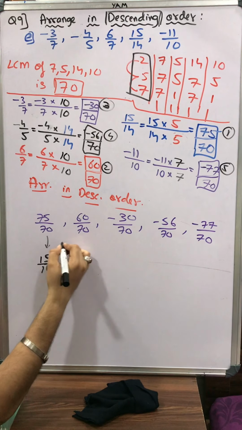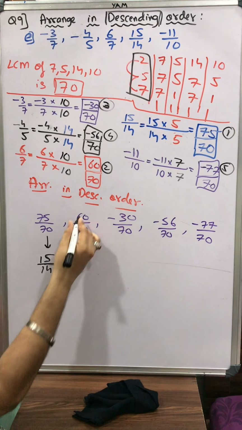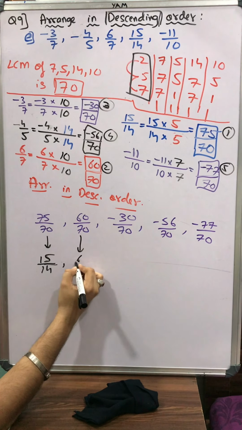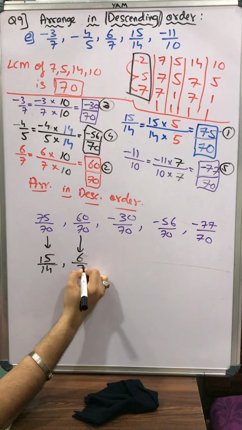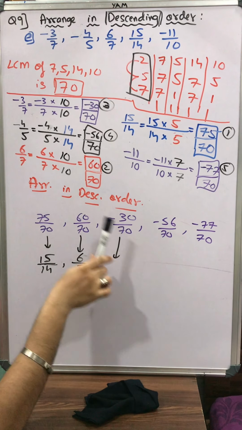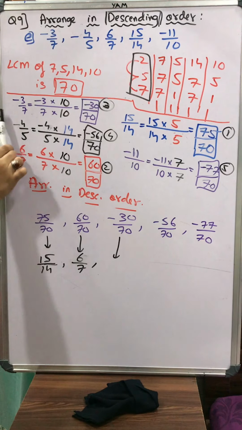Okay, comma. Now the next one, 60 upon 70. From where did we get 60 upon 70? We got it from 6 upon 7. So the next number will be 6 upon 7. Okay, next minus 30 upon 70. From where did we get minus 30 upon 70? We got it from minus 3 upon 7.